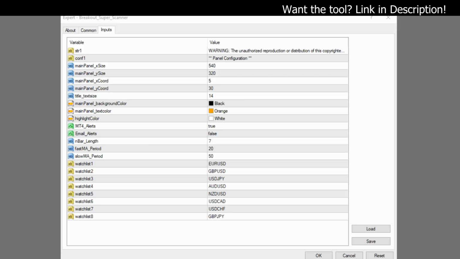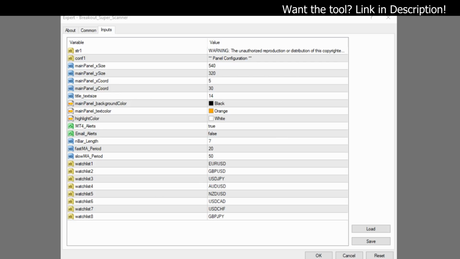You also have things like MT4 alerts and email alerts. So I mentioned that if you get some of these signals, you can set them to either alert you on MetaTrader 4 or even email you if you set that up. So that's kind of cool as well. That's a new feature that I have in this tool. Very useful if you want to step away from your charts, but you still want to get updates. You don't even have to be there. You can just leave the tool running and it will send you updates of what's going on.